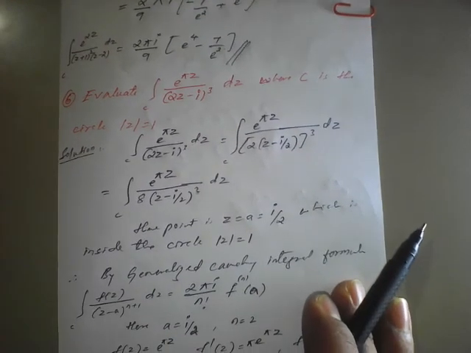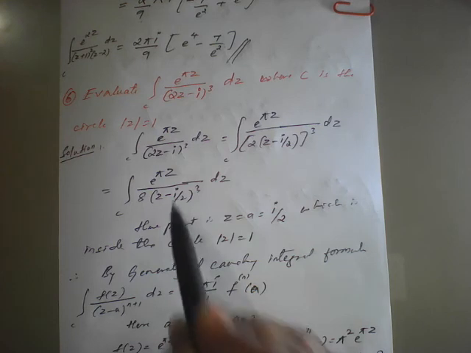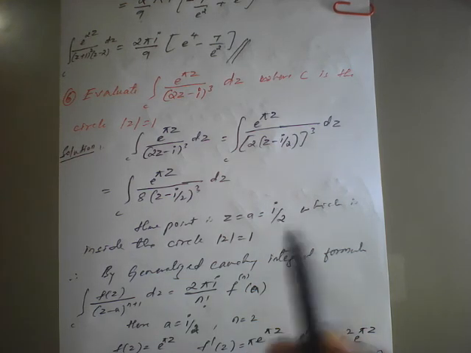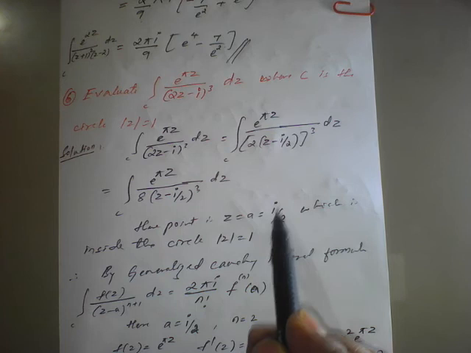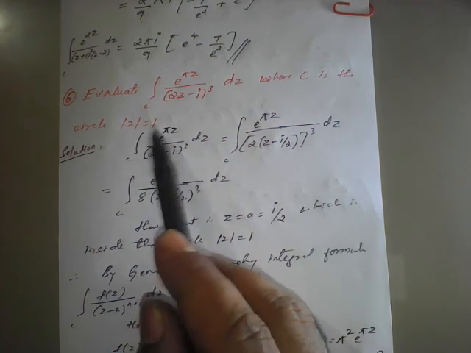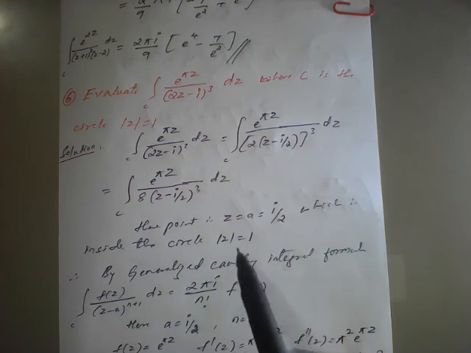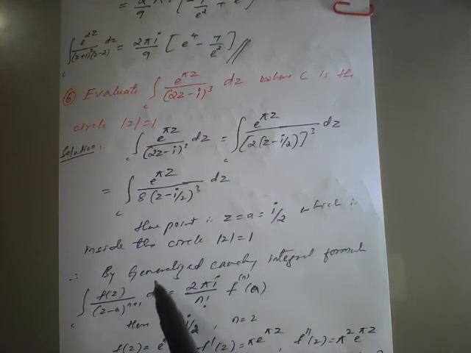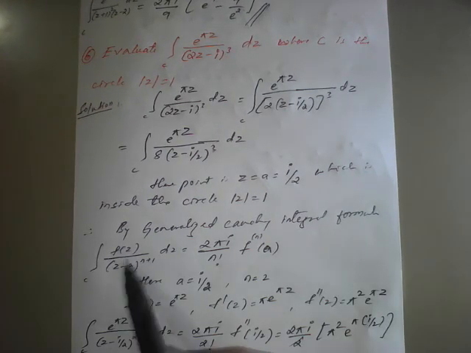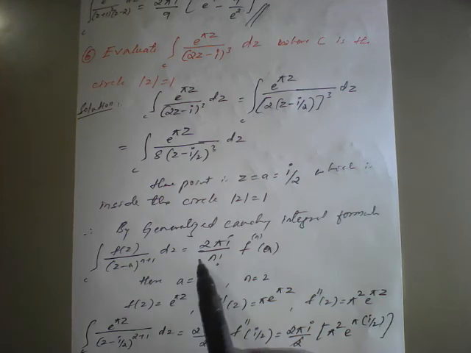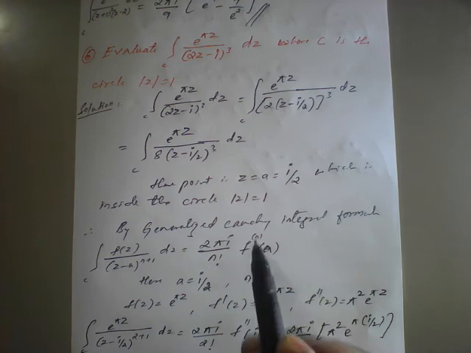Here you can find that the pole value, that is a, is i upon 2, which means you neglect i and consider it as 1 upon 2. So 1 upon 2 is inside, since 1 is greater than 1 upon 2. Therefore the pole is inside the circle, so we can apply the generalized Cauchy's integral formula, which is given by the integral of f of z divided by (z minus a) raised to n plus 1 dz is equal to 2 pi i upon n factorial times f raised to n of a.